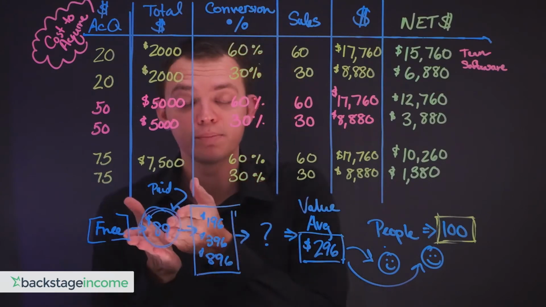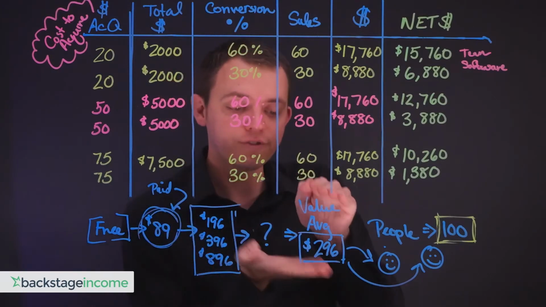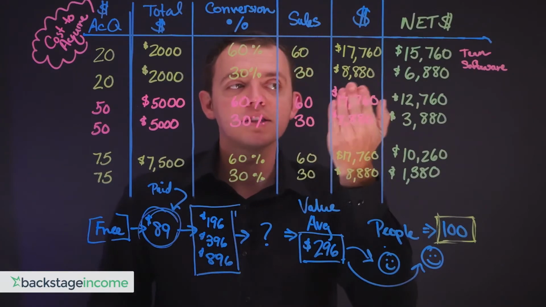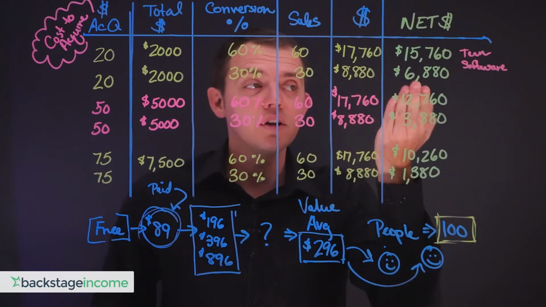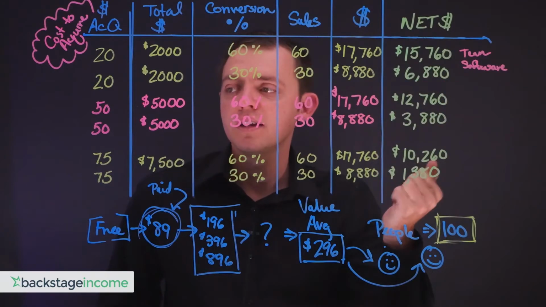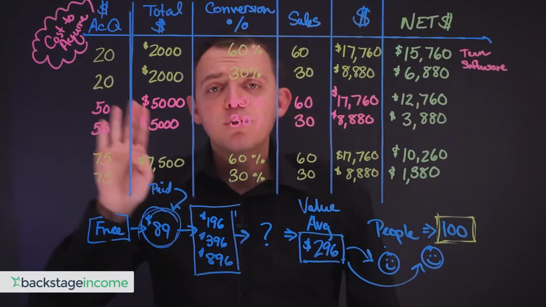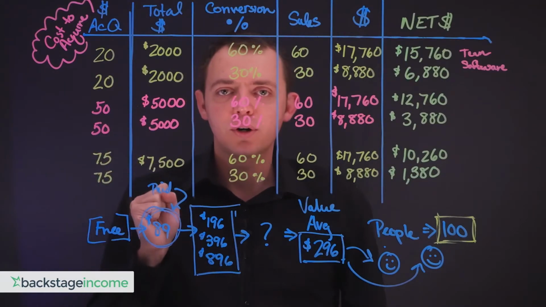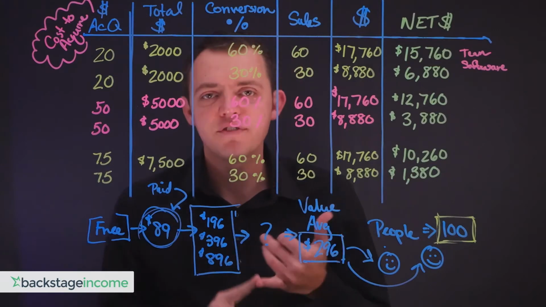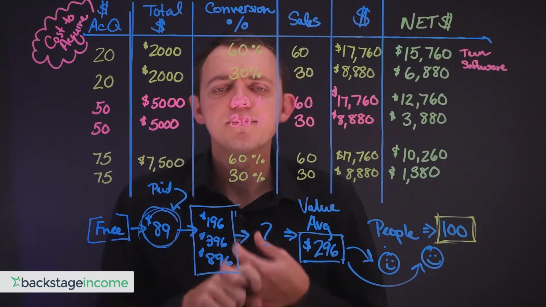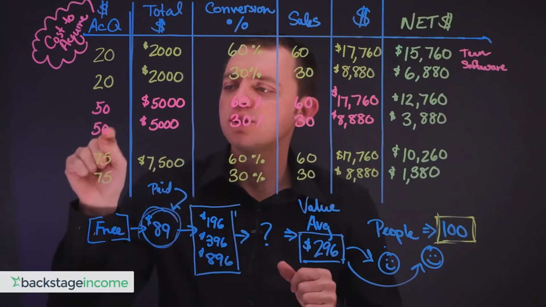Maybe some people just bought the $89 product, but let's say the full conversion, $296, only 30% converted, you made $8,880. Ultimately, in the end, $6,880 is your net. Now, let's say the acquisition cost went up. The price for you to get a customer went up. Maybe your ad was not very good. Maybe you're targeting the wrong people. Maybe it's the wrong season. Whatever the case may be. Let's say it cost you $50.